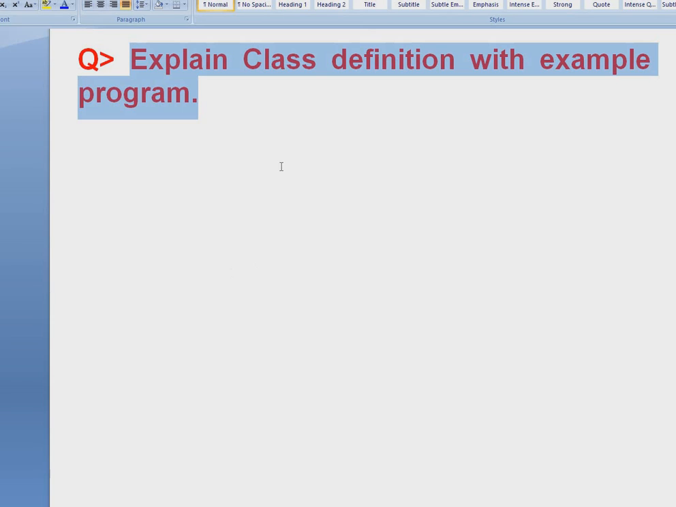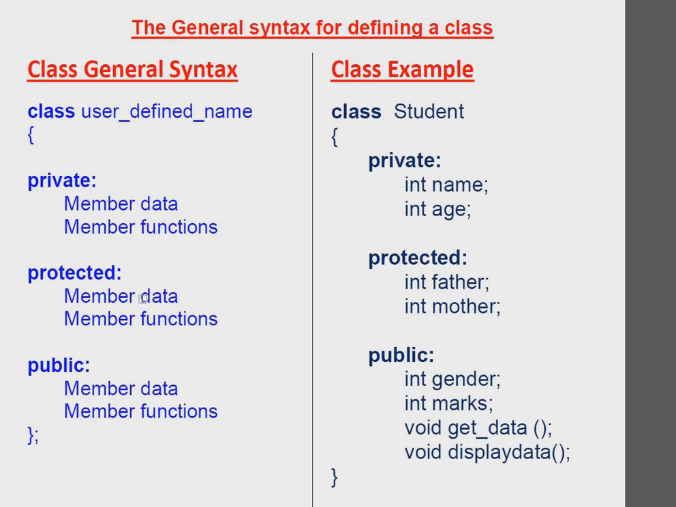In examination you will get a question like: explain class definition with general syntax. The general syntax is already studied in last class. So the general syntax of class creation is like this. We have to start with class in small letters. This is the keyword. Then a user defined name, which means any name given by the user. You can give any name, X, Y, Z, whatever.